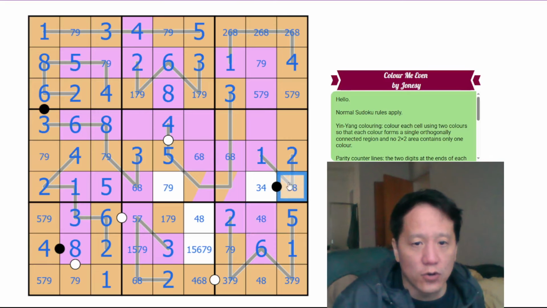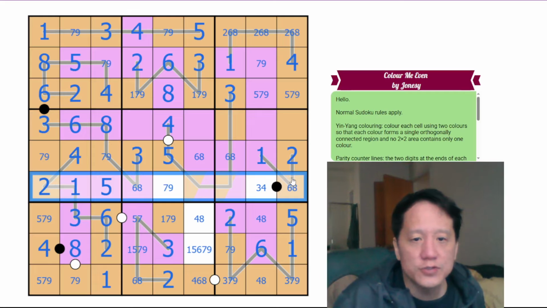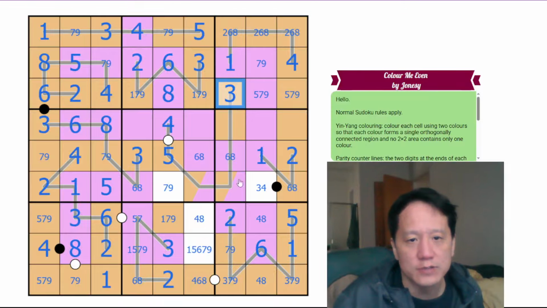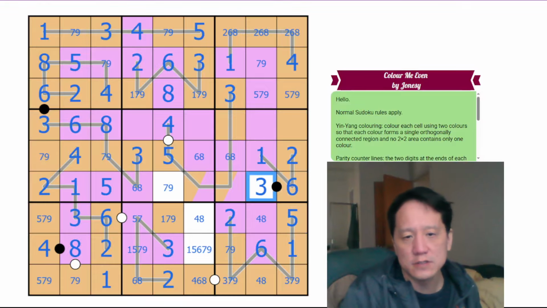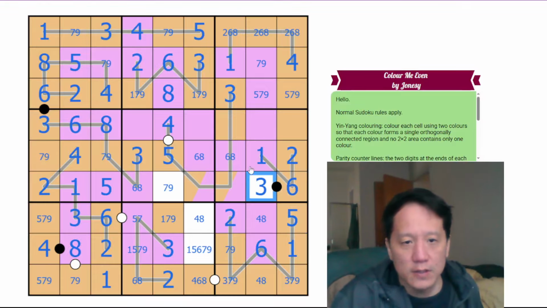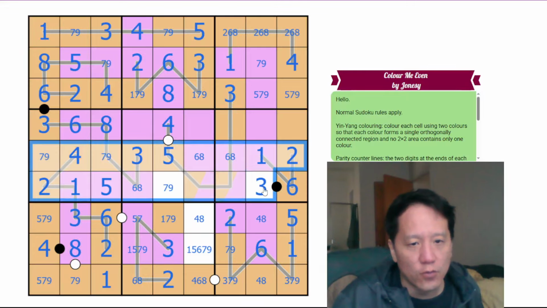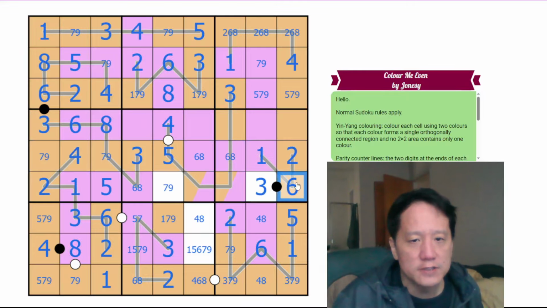Where is 4? Well, we don't know. Where is 3 in row 6? Cannot be here because of 3's in the boxes. Can't be here because of 3 in the column, so it must be here. So this is 3, this is 6. That means we have to have a 4 somewhere in, and this 6 eliminates 6 here.